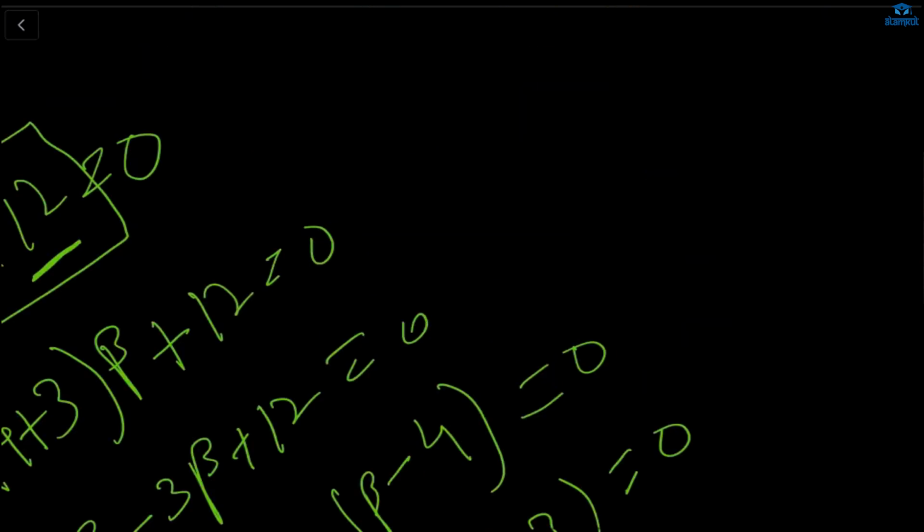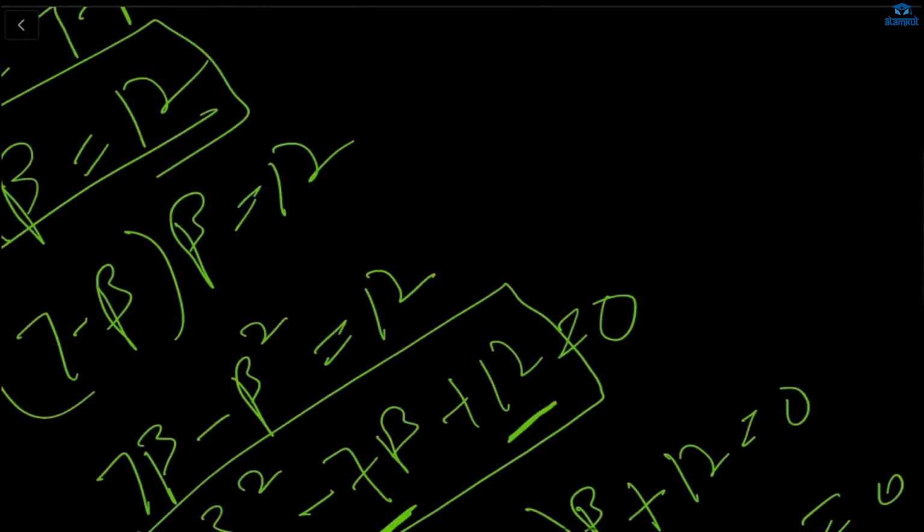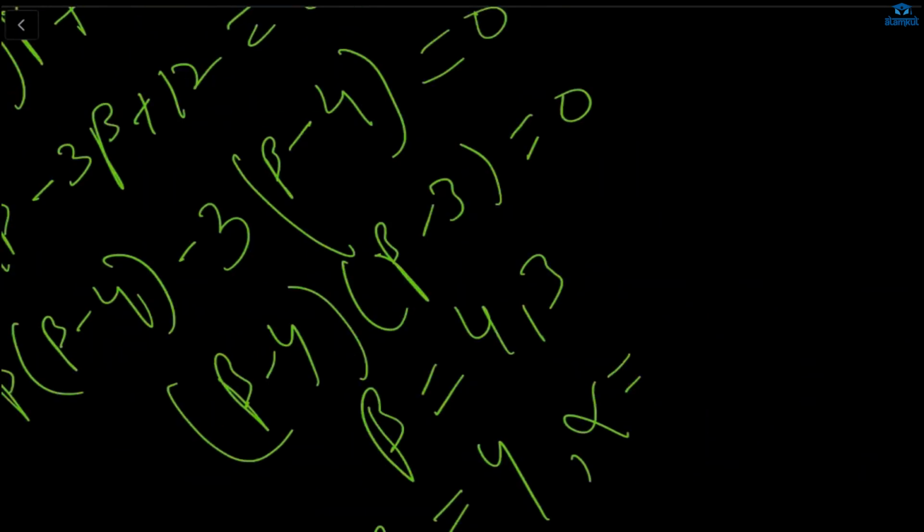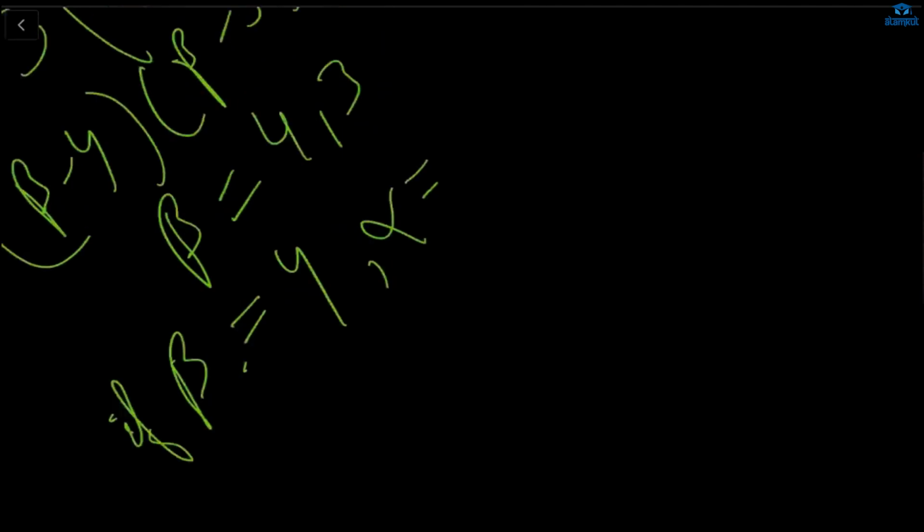You got the value of alpha as what? 7 minus beta. Okay, alpha is 7. Yeah, so alpha, no, it is 7 minus beta. So 7 minus beta, if it is 4, so it will be 3. And if beta is equal to 3, then alpha will be 4.